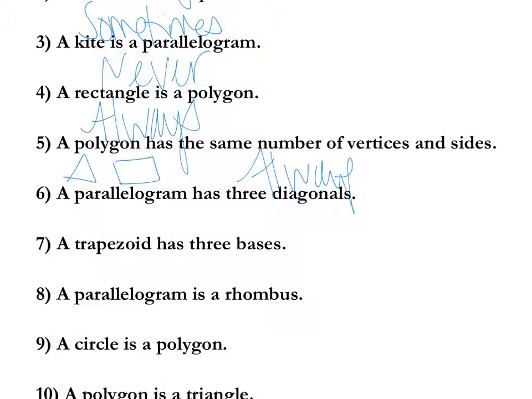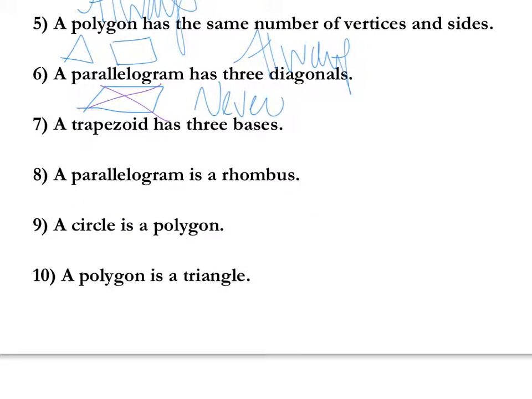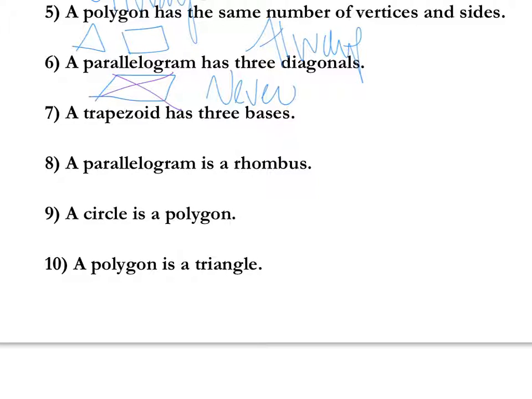Okay. A parallelogram has 3 diagonals. Well, let's draw a parallelogram. 1 and 2. Remember that I cannot draw to consecutive sides, so this is never true. A trapezoid has 3 bases. False. It only has 2.